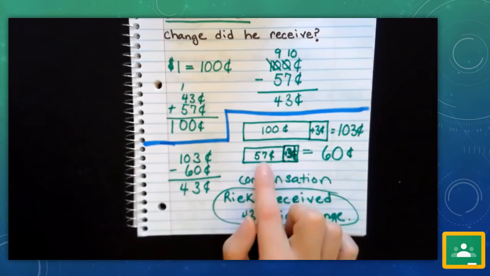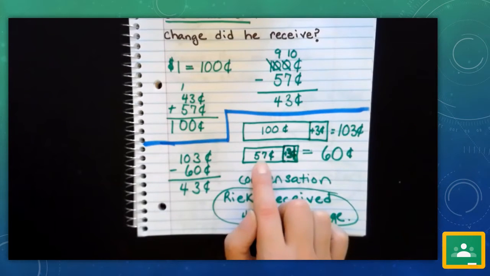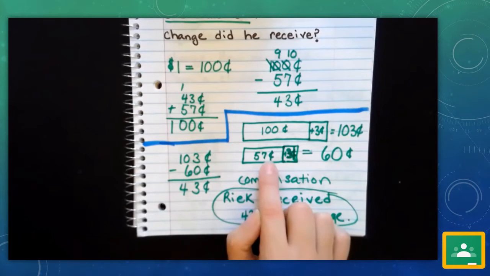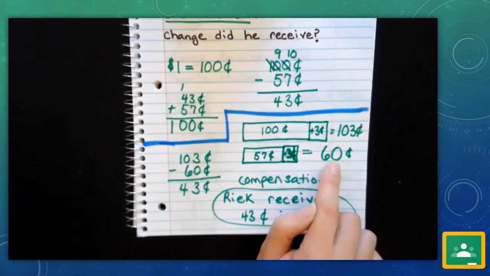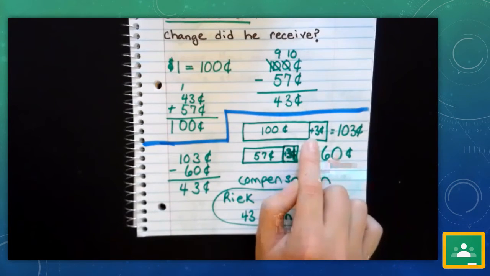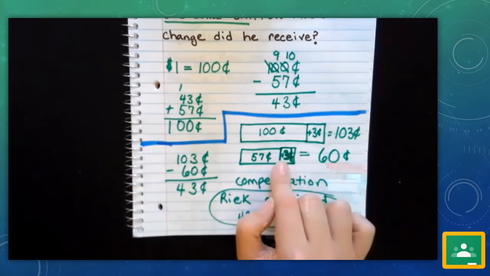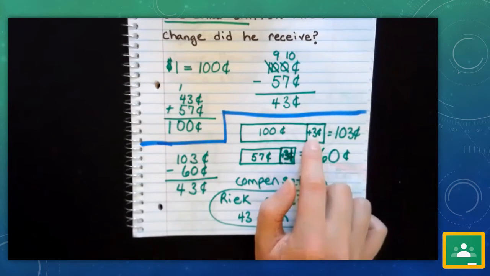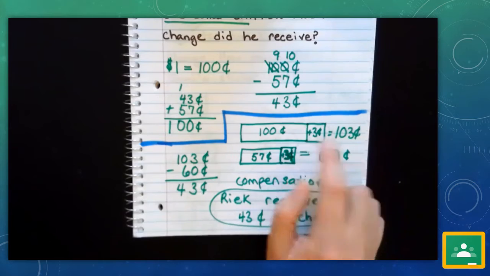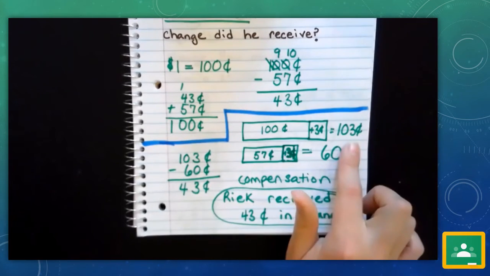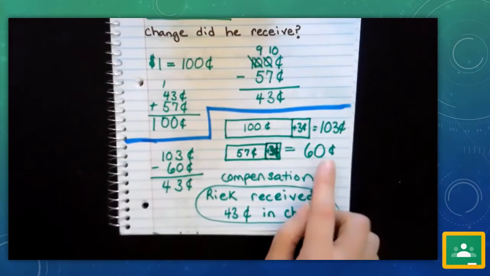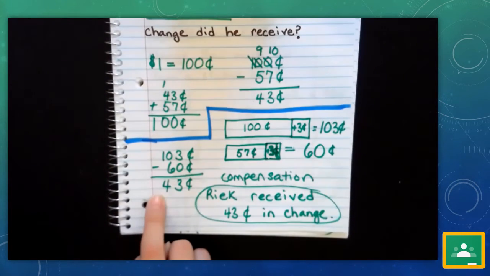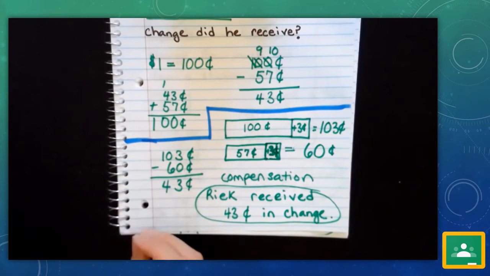So looking at these two numbers, I realized that 57 is pretty close to a multiple of 10, 60. All I have to do is add 3 more cents, and then I can change that into 60 cents. And then up here, what I did to this number, I have to do to this number. So I added 3 cents to the 100. So now I have a different problem. Okay, so it's not exactly what Ricky did, but using compensation makes the subtraction equation a lot easier to solve.